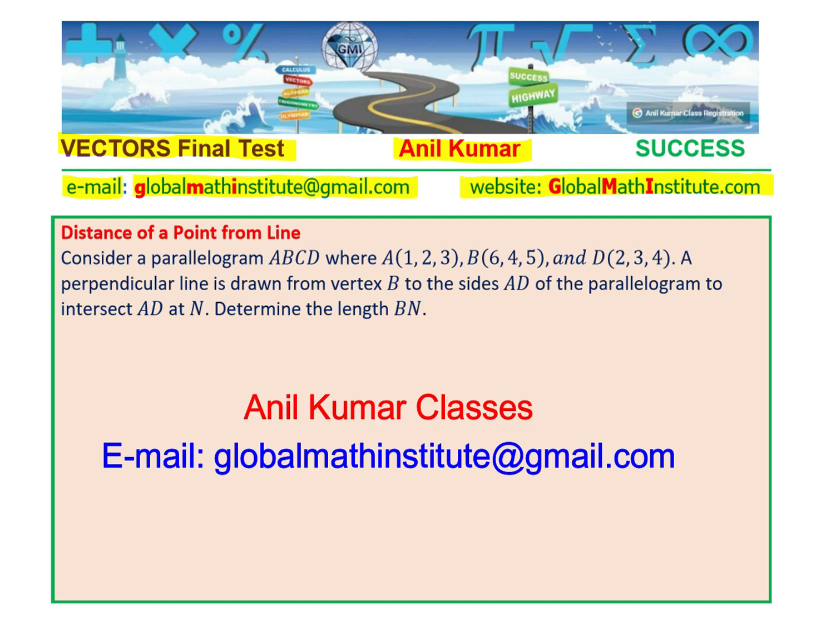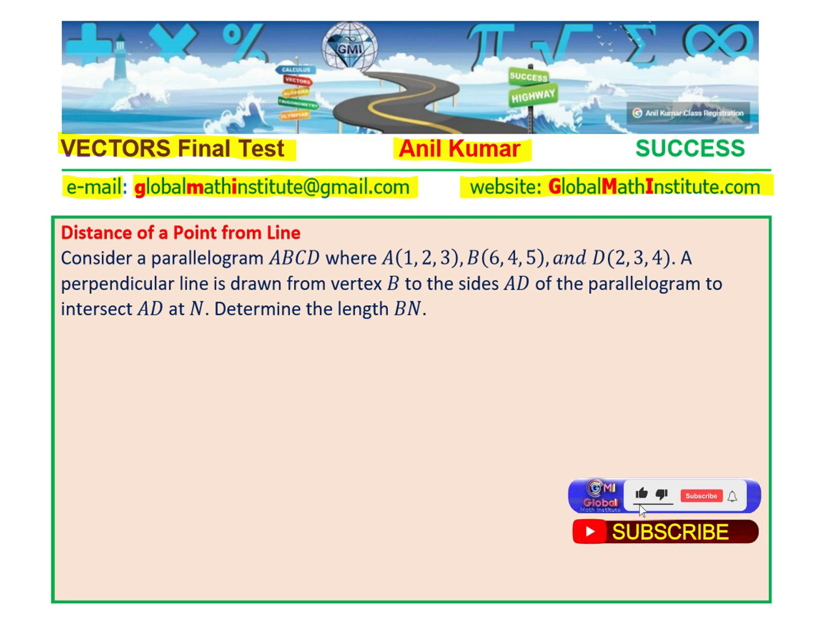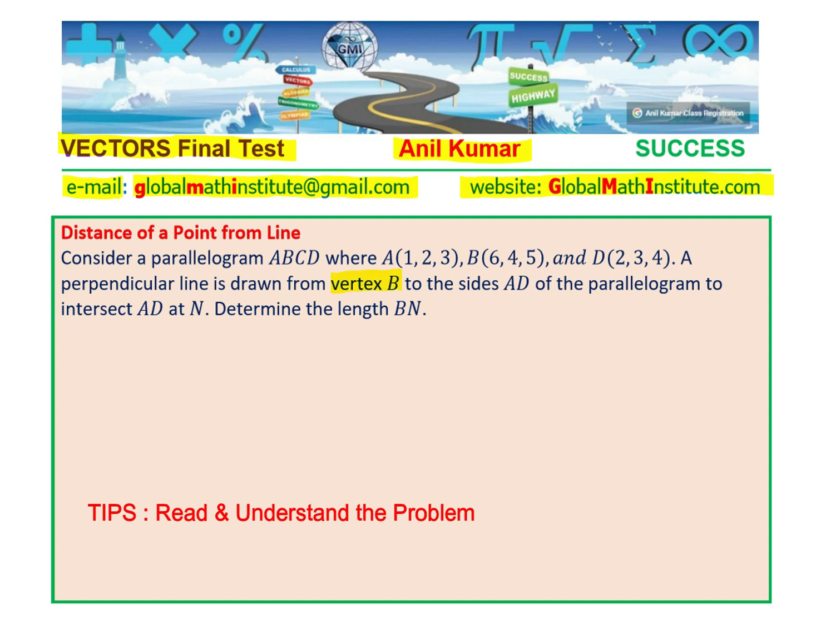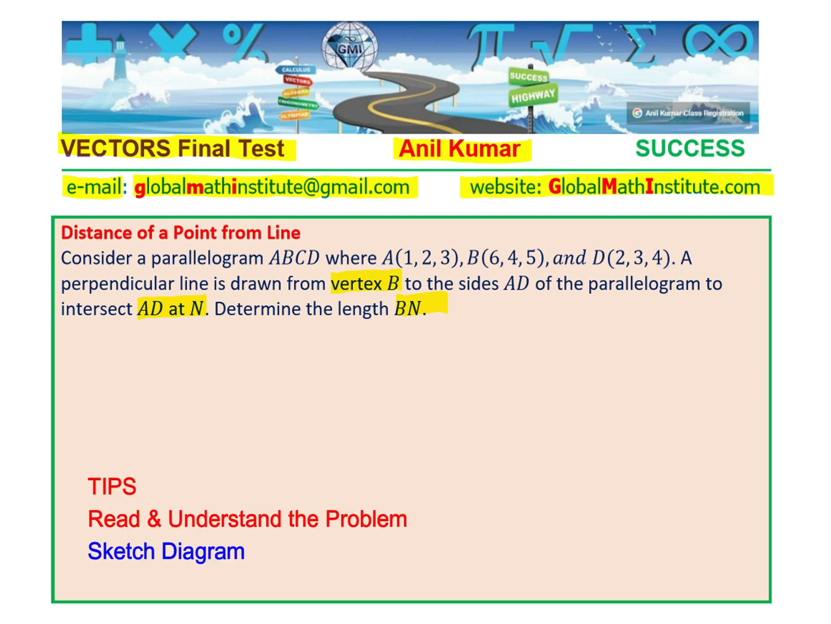Now let's look into the question at hand. It is to find the distance of a point from a line. Consider a parallelogram ABCD where A is (1, 2, 3), B is (6, 4, 5), and D is (2, 3, 4). A perpendicular line is drawn from the vertex B to the side AD of the parallelogram to intersect AD at N. Determine the length of BN. How should we solve this question?